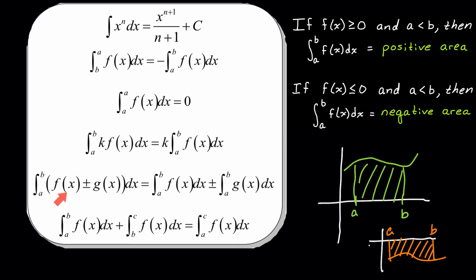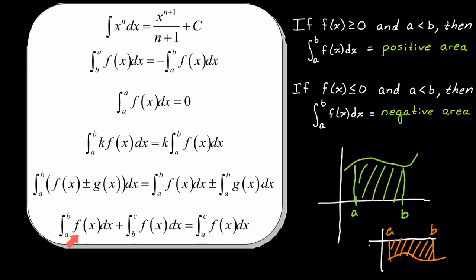This is kind of like what you would do with polynomials. For example, if you had x squared plus 2x, this property just simply means you can find the antiderivative or integral of the first term plus the integral of the second term. If there are 3 terms, you just find the integral of each term and add them together.